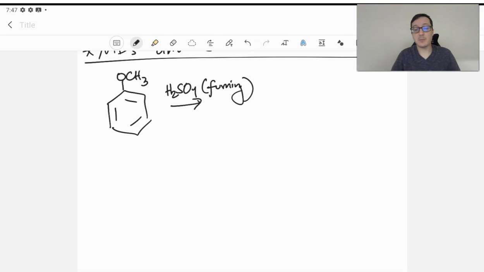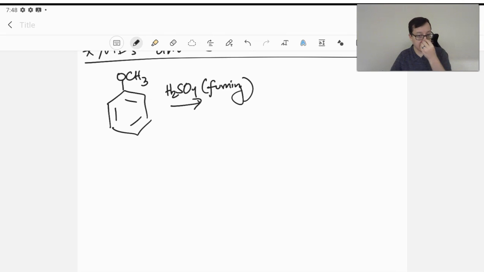When we take a look at a few examples of directing effects, we simply need to be able to identify each substituent that's on our benzene as a strong activator, moderate, weak activator, weak deactivator, moderate deactivator, strong deactivator. 6 choices, right? We have to assign each of them to each group, right? When we look at anisole, and we look at sulfonating anisole, we see that anisole is a moderate activator.